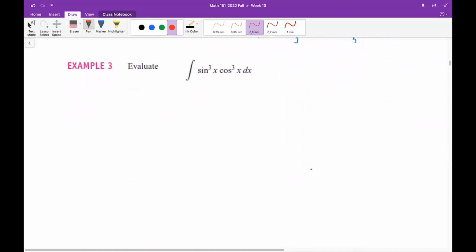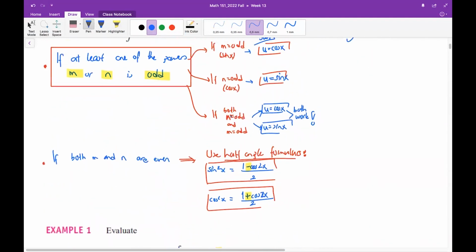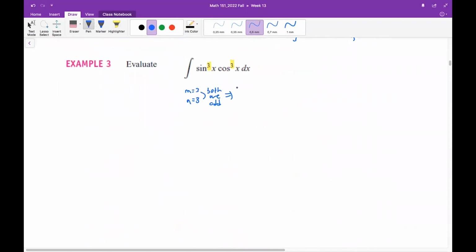Let's look at this case. Here, as you can see, both powers are odd. So m is 3, n is 3, both are odd. That's why any substitution can work here. Remember our diagram? So if both of the powers are odd, either u equals cosine x or u equals sine x, both substitutions will work. Okay, so then you can choose any of them. I will choose u equals sine x for our substitution, and then du is cosine x dx. Then let's rewrite our function in terms of this new variable.